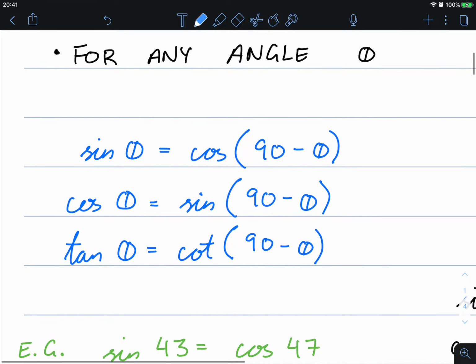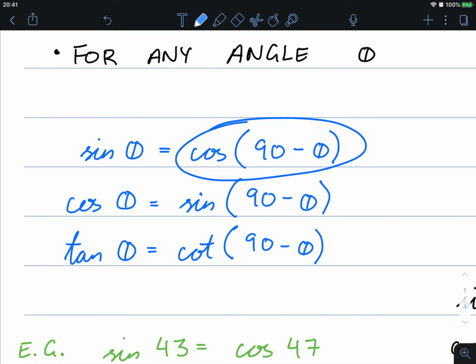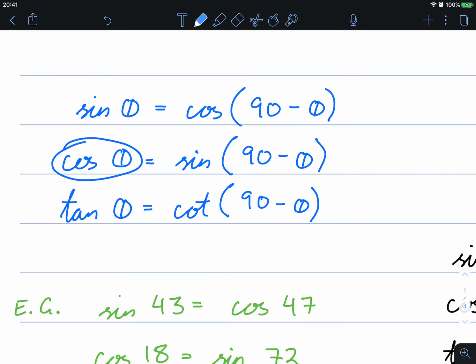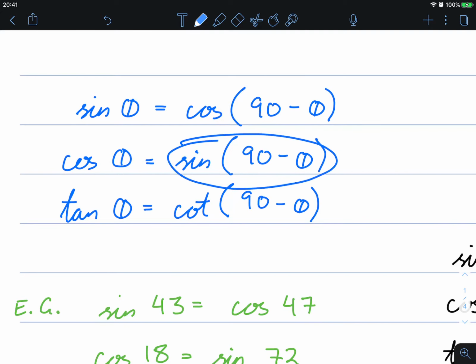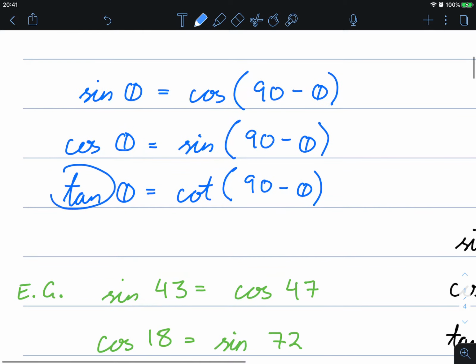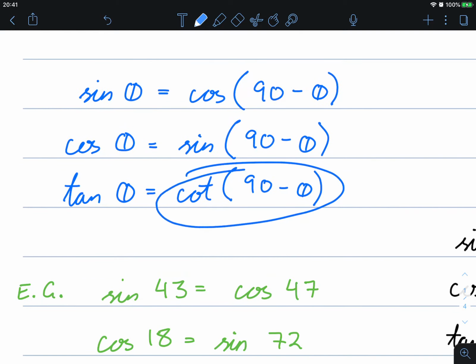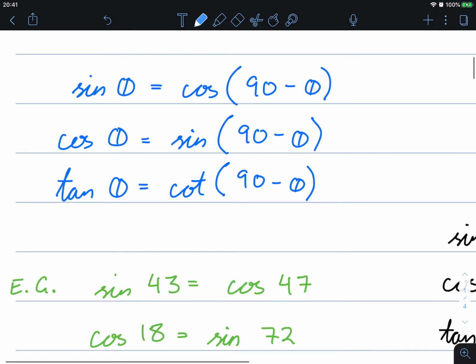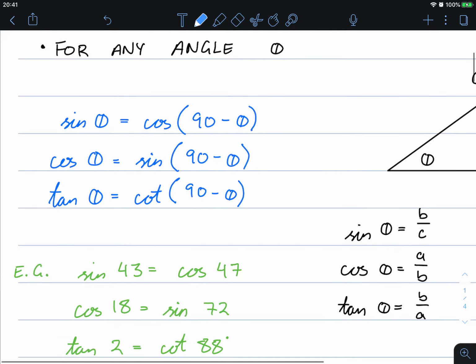So for any angle theta, if we take the complements of these, sine theta is equal to cosine of the complementary of that angle. Cosine theta is equal to sine of the complementary of that angle. And same thing with tangent, the complementary is cotangent, which by the way is where the name arises. Sine and cosine, which is cos, it's the complementary of sine.